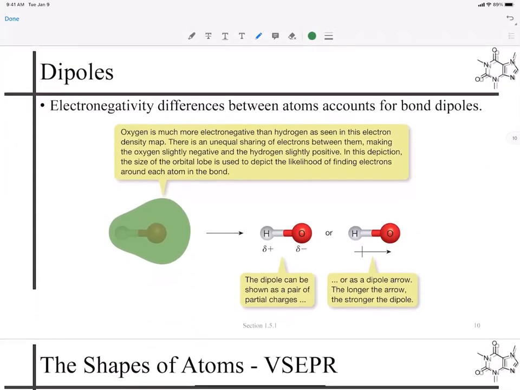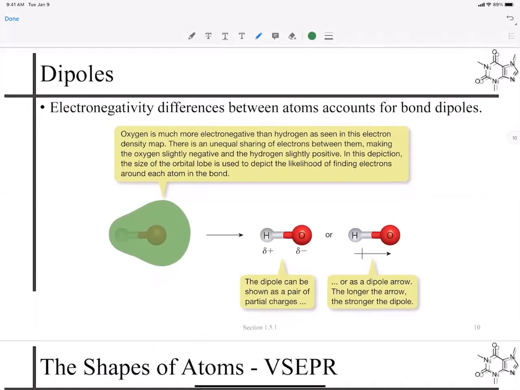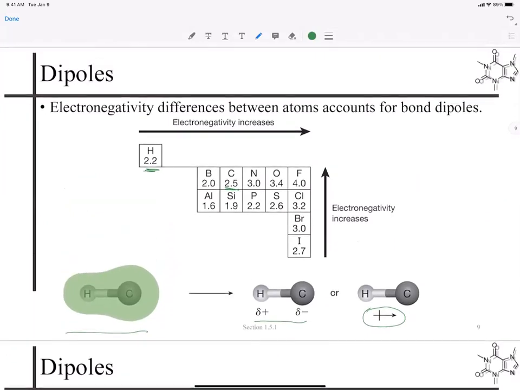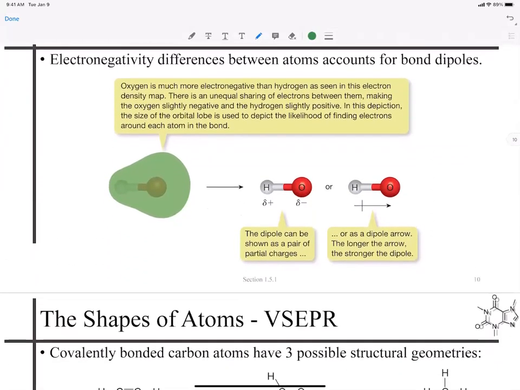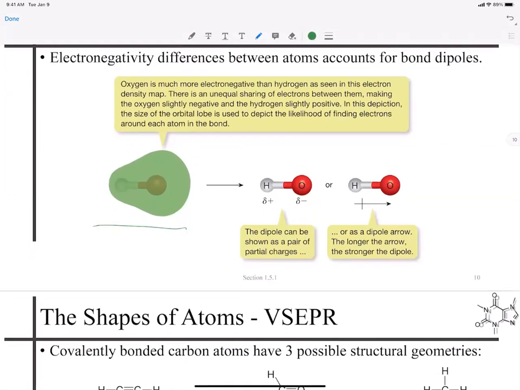If we look at a more extreme example of this, let's look at an oxygen-hydrogen bond. Again, if you go back here, you can see that there's a much bigger electronegativity difference between oxygen and hydrogen versus carbon and hydrogen. And if you look at this electron density map, notice that there's a much bigger green cloud around oxygen than there was around the carbon in the carbon-hydrogen bond. This is reflecting the greater electronegativity of oxygen.